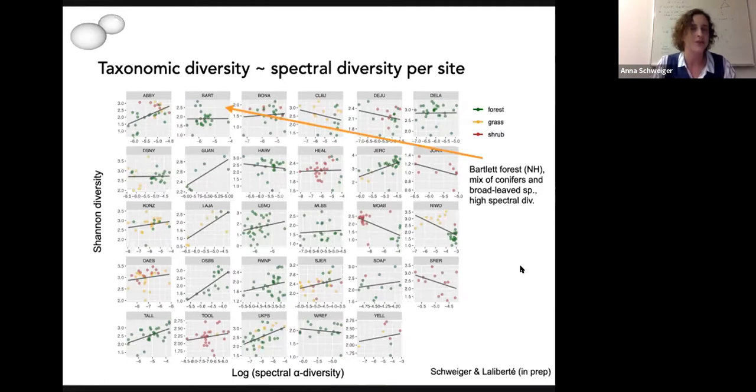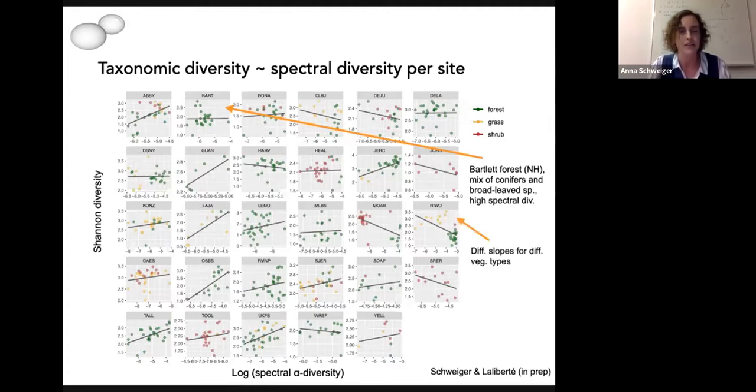broadleaf species. So a combination like this, even if you just have one species of conifer and one broadleaf species, can result in quite a high spectral diversity, because these are distantly related species and they are spectrally dissimilar. But the Shannon diversity would be low, of course, or the species diversity would be 2 in that example.